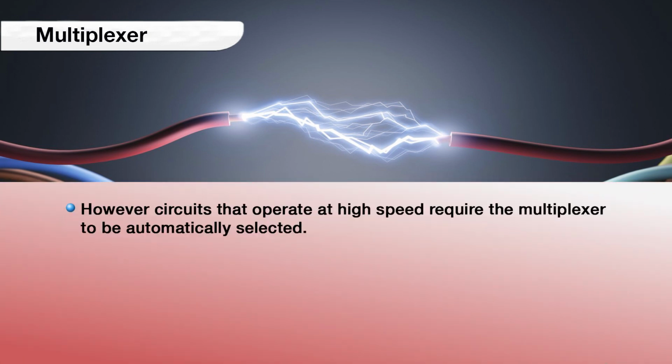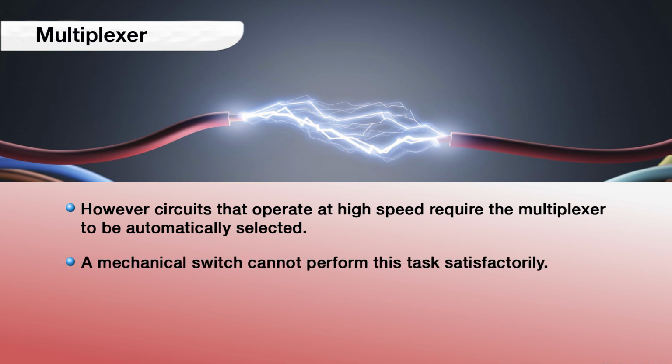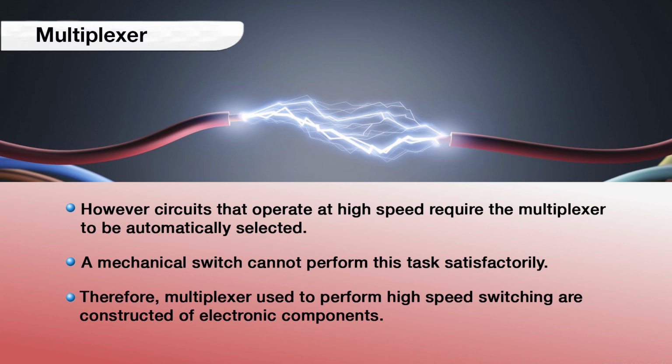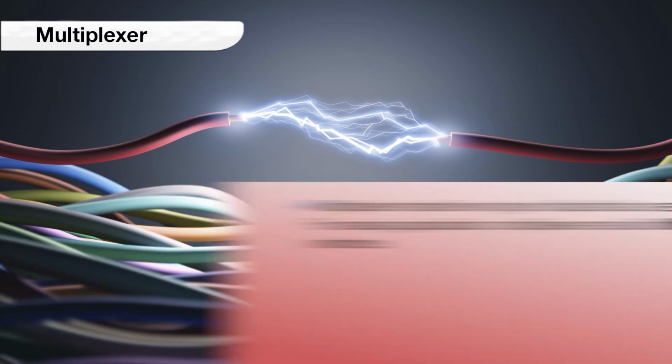However, when they operate at high speed, they require the multiplexer to be selected automatically. A mechanical switch cannot perform this task in a satisfactory manner. Therefore, multiplexers used to perform high speed switching are constructed of electronic components.